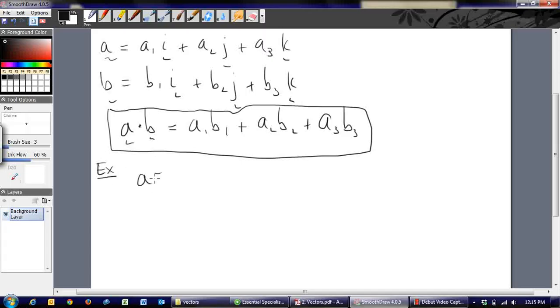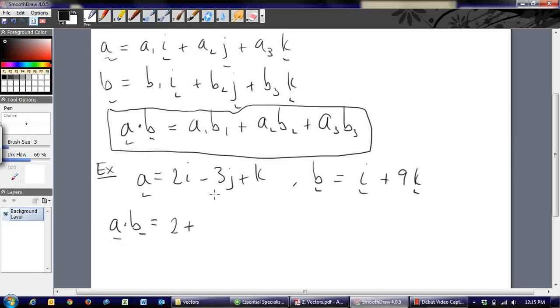So an example here, if you've got A is equal to 2i minus 3j plus k, something like that, and B equal to i plus 9k, something like that. What's the dot product? Let's have a look. A dot B will be equal to, just have to multiply all the components. So let's multiply the i components together.